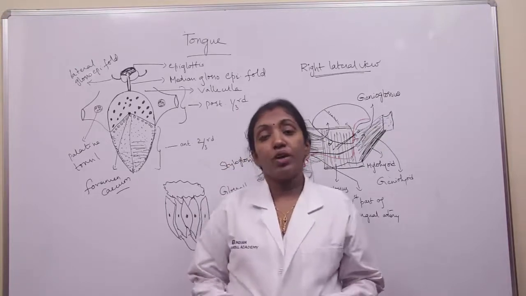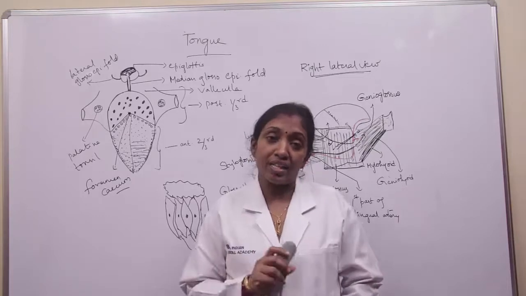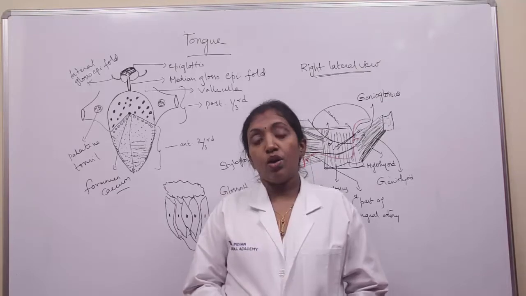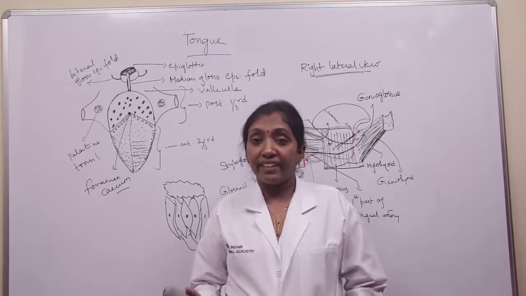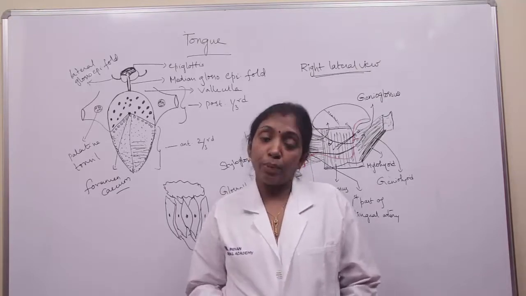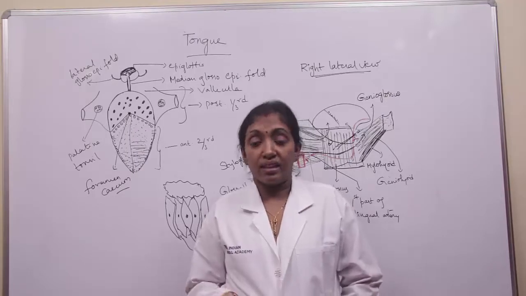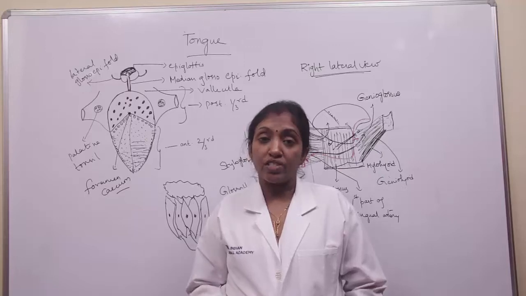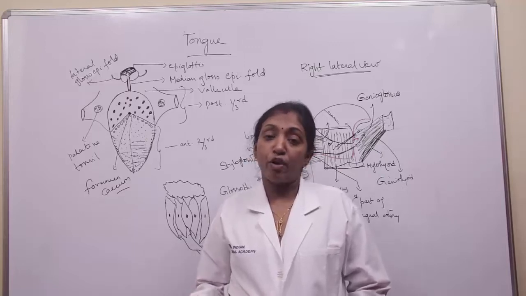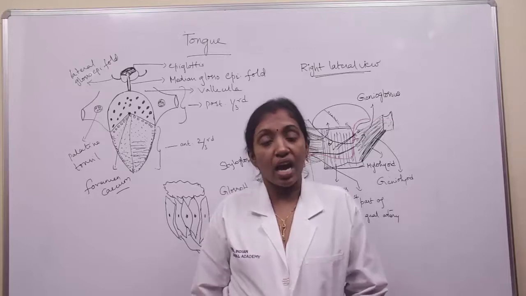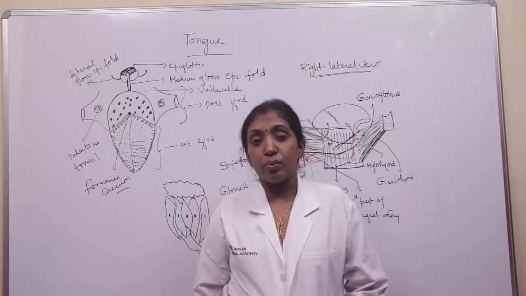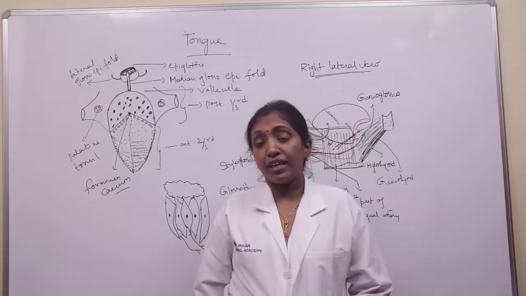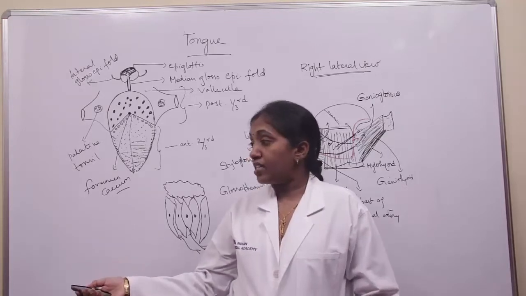So the preganglionic parasympathetic fibers arise from the superior salivatory nucleus and reach the gland through the facial nerve, chorda tympani and lingual nerve, and they relay in the submandibular ganglion. Again, the postganglionic parasympathetic fibers reach the tongue through the lingual nerve. And coming to the sympathetic innervation, the sympathetic fibers reach the gland by forming a plexus around the internal carotid artery. The vasomotor nerve supply of the tongue is also carried out by the sympathetic nerves.